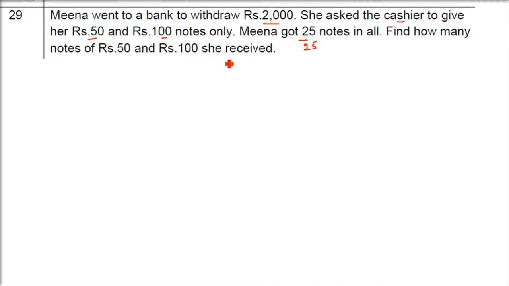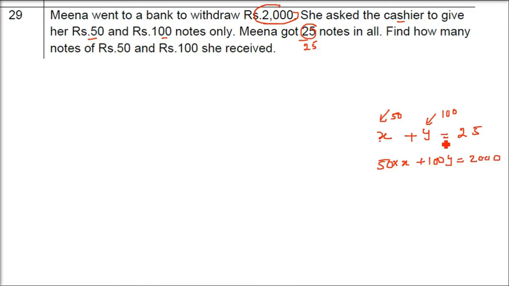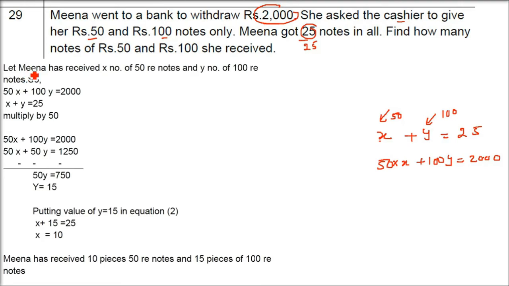So how the situation unfolds is that, say, x number of 50 rupee notes she got and y number of 100 rupee notes she got from the cashier. In all, the total number of notes is 25, so x plus y is equal to 25. Now, what is the total amount? 50 multiplied by x, the x number of 50 rupee notes, plus y number of 100 rupee notes, if you add them, it will be 2000. So these are the two equations which you have to solve. You have to write almost exactly like this.